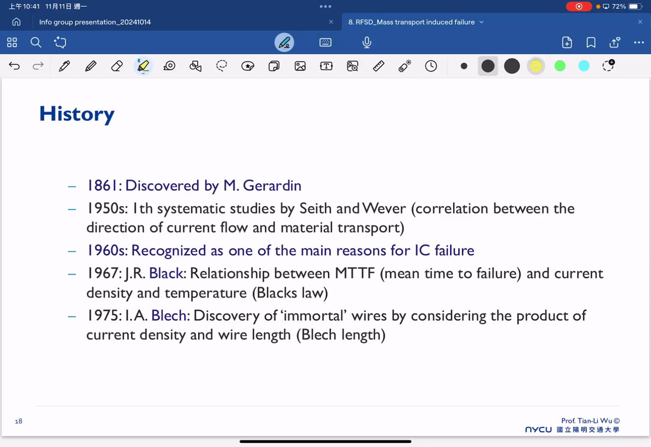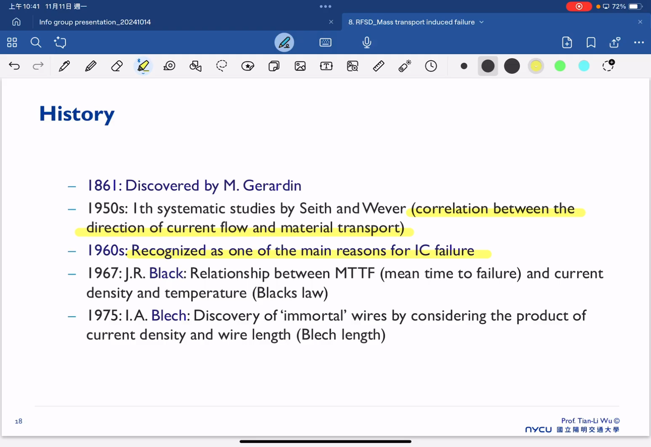The study is mainly focused on the correlation between the directional current flow and the material transport. And in the 1960s, this was recognized as one of the main reasons for IC failure. So more than 60 years ago, we already realized that electron migration is one of the main reasons that cause IC failures.